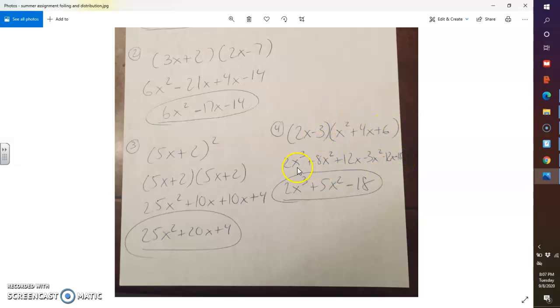And then we want to combine our like terms. There's nothing to combine with 2x cubed or negative 18, so we leave them alone. 8x squared and negative 3x squared is a positive 5x squared. And actually, this works out nicely. 12x and negative 12x just cancel. So therefore, this is my final answer. 2x cubed plus 5x squared minus 18.